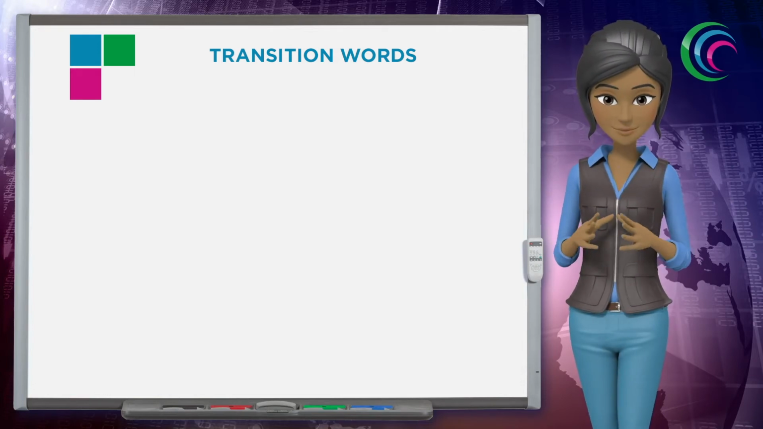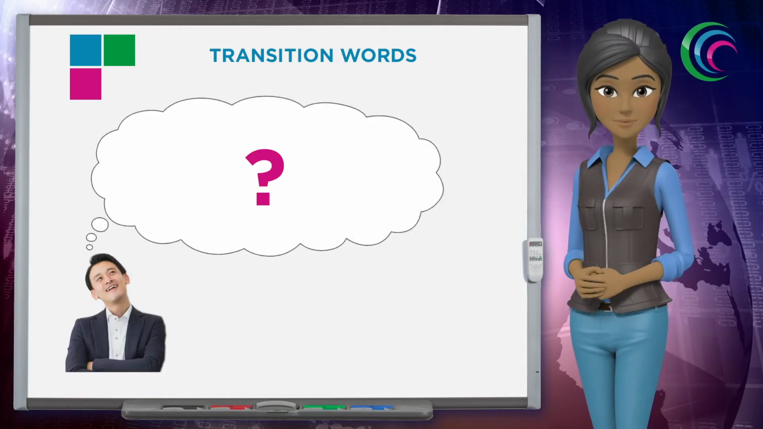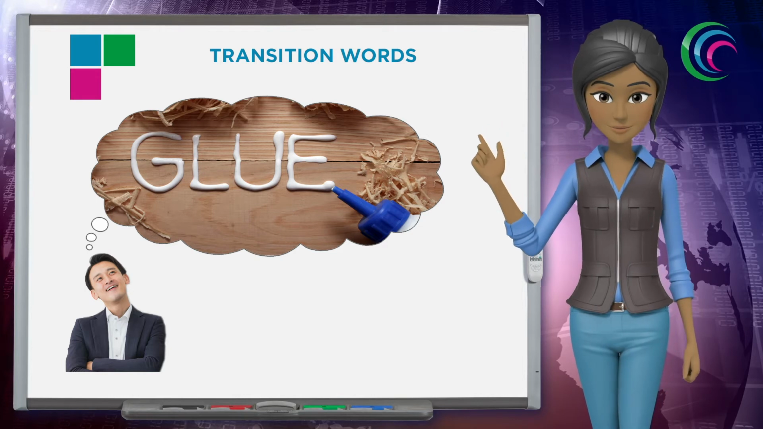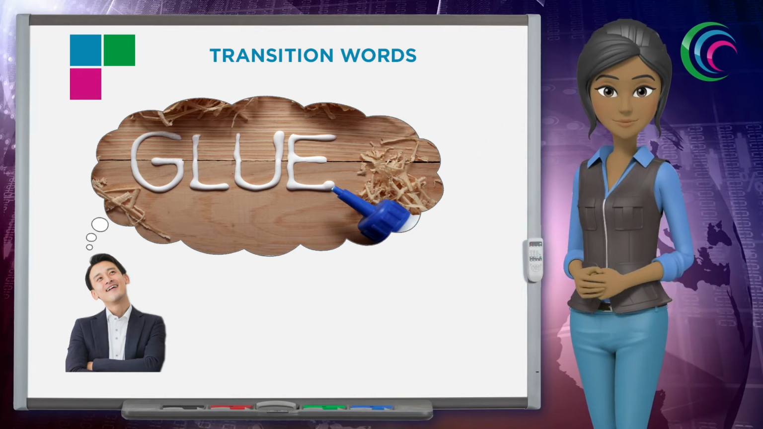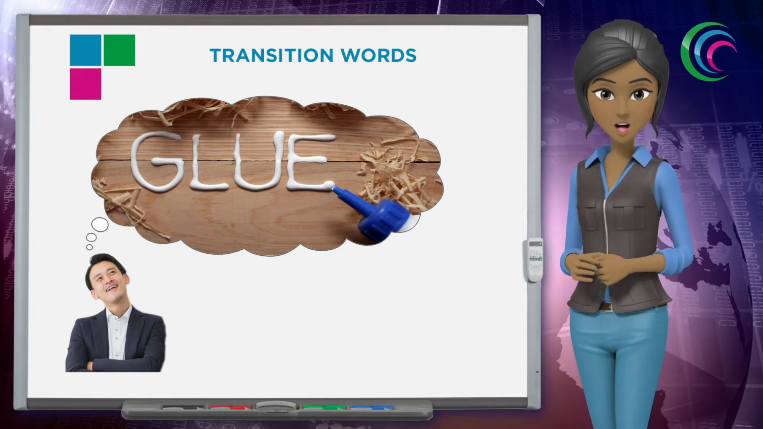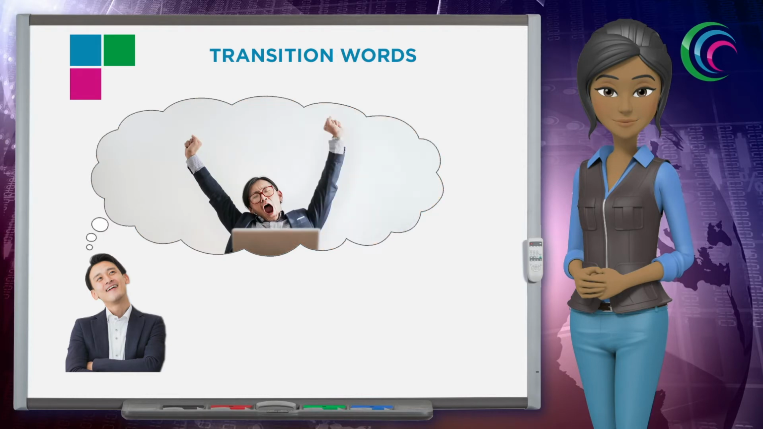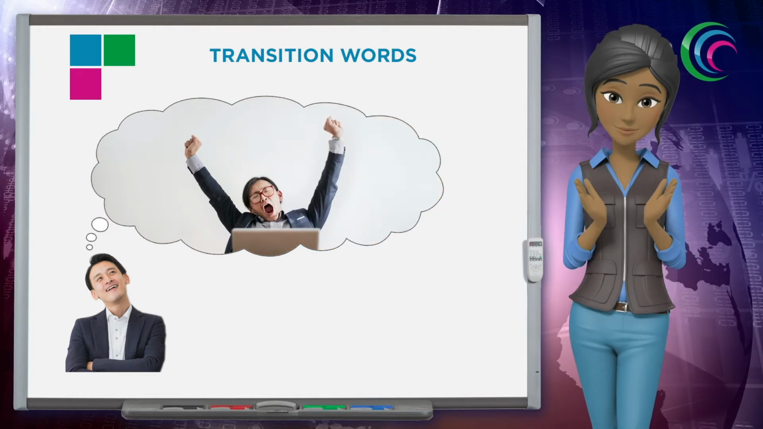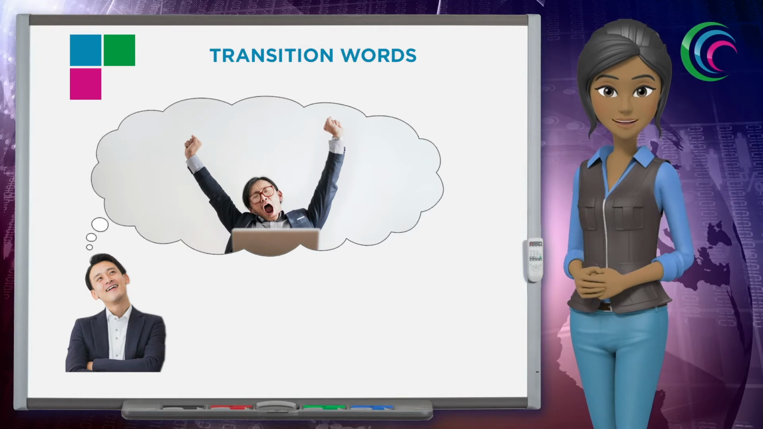In this video, we will explain what transition words are and how to use them. Transition words are the glue holding a text together. They connect the words and the sentences. If you write a text without them, it will be a lot less interesting and more difficult to read. An example.